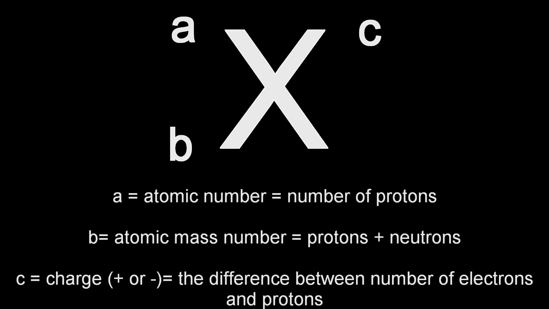Consider element X, a hypothetical element of course, but imagine the numbers A, B, and C in these relative positions. Now for element X, A is equal to the atomic number. This is the number of protons that the element has. B is the atomic mass number. This is the number of protons plus the number of neutrons. C is the charge. It's either plus or minus, and is the difference between the number of electrons and protons.